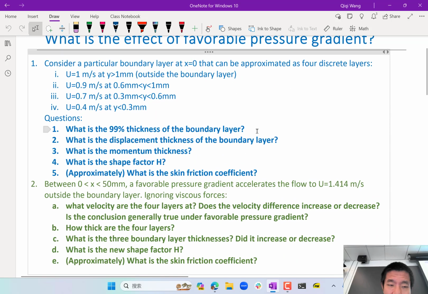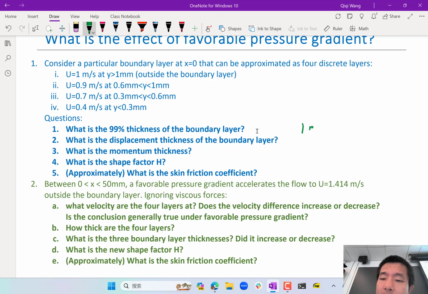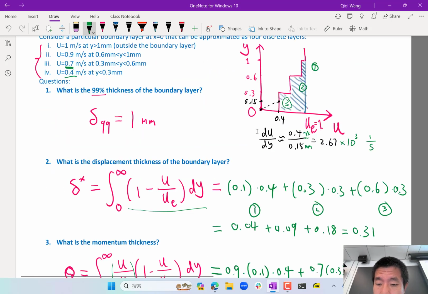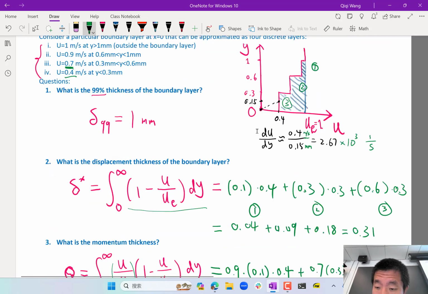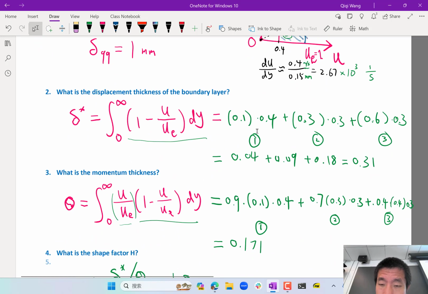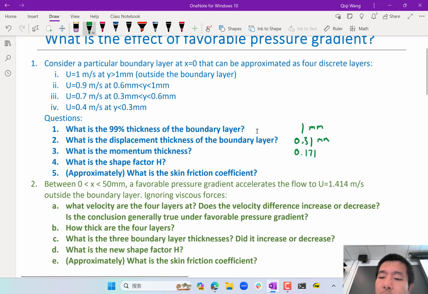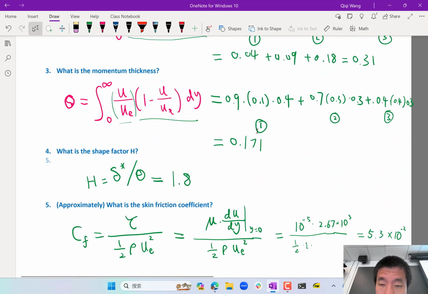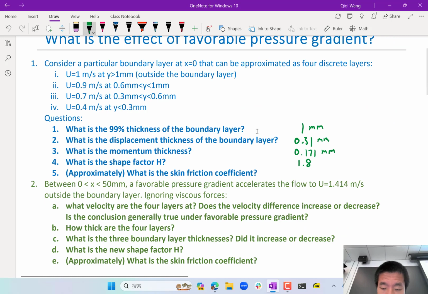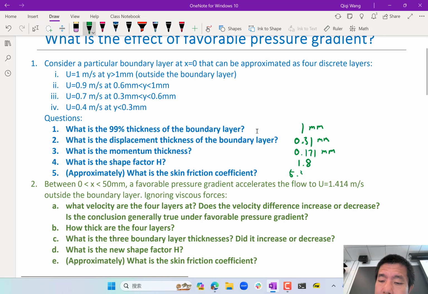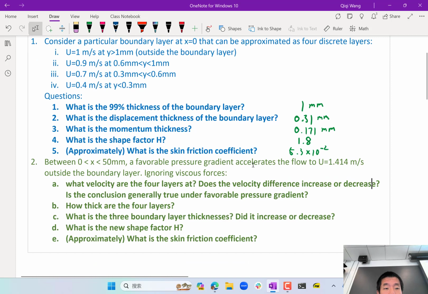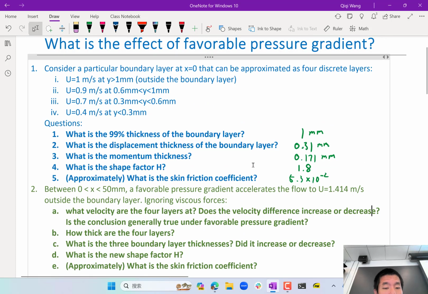Okay, so let's actually copy these numbers here. 1 millimeter, and we have 0.31 millimeters, and we have what, 0.171 millimeters, and the shape factor is a non-dimensional number equal to 1.8, and the skin friction coefficient is equal to 5.3 times 10 to the minus 2. Okay, now let's actually start by looking at how this particular boundary layer reacts to a pressure gradient.